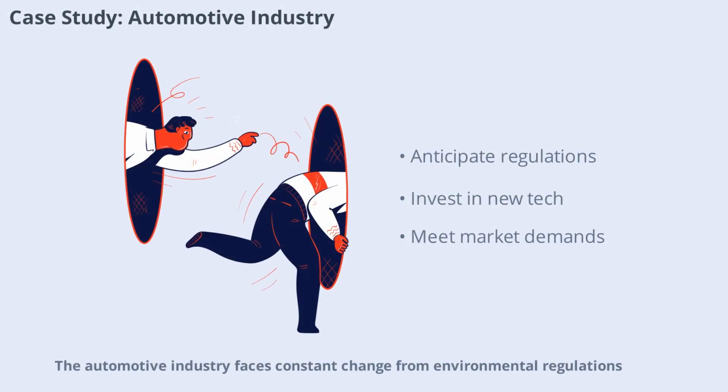The automotive industry faces constant change from environmental regulations, technological advancements, and shifting consumer preferences. Macroenvironmental scanning enables car manufacturers to anticipate regulatory changes, invest in new technologies like electric vehicles, and respond to evolving market demands. This forward-thinking approach is key to staying competitive in a rapidly changing industry.